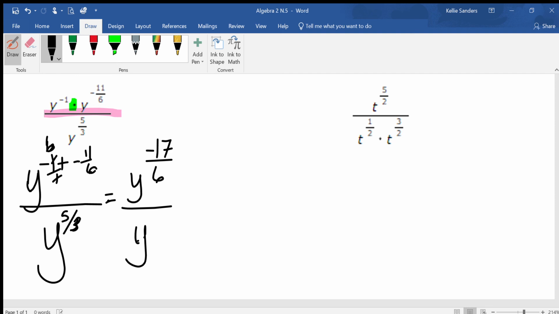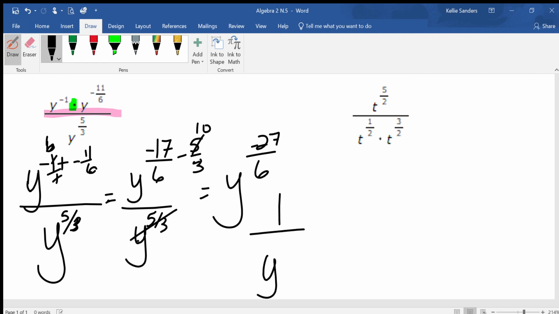And then we're going to bring this y to the 5 over 3 down to the bottom. And then we're going to bring that 5 over 3 up and subtract. Then we have 6 as a common denominator, which would be 2, which would be 10. Negative 27. We don't like negative exponents, so we're going to bring it down to the bottom. And there we are.